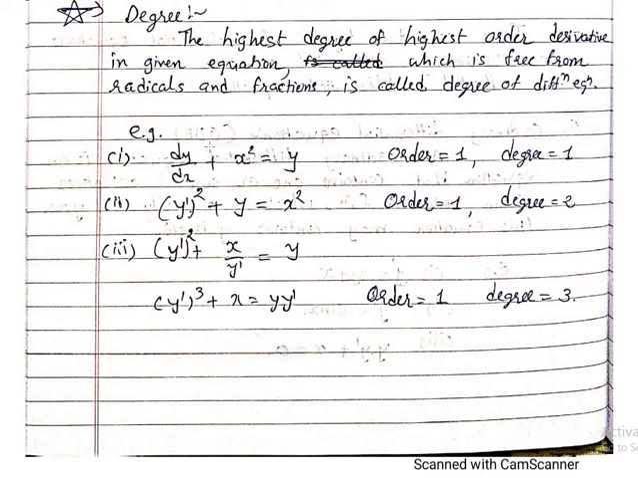So the example I have written is dy by dx plus x square is equal to y. See here we have only one derivative, dy by dx. Correct? So first order derivative is there. Therefore the order of differential equation is 1. And whatever the degree of this derivative we have, that is also 1 because dy by dx whole raised to nothing, that means there is 1.